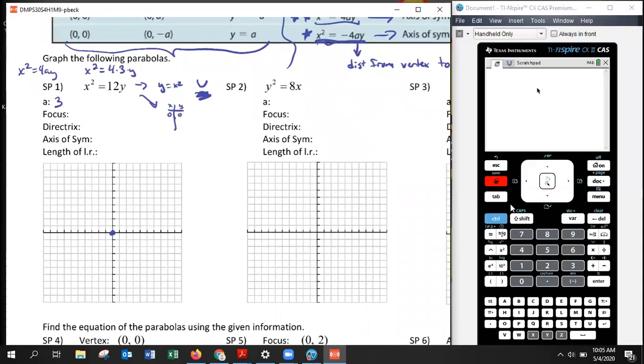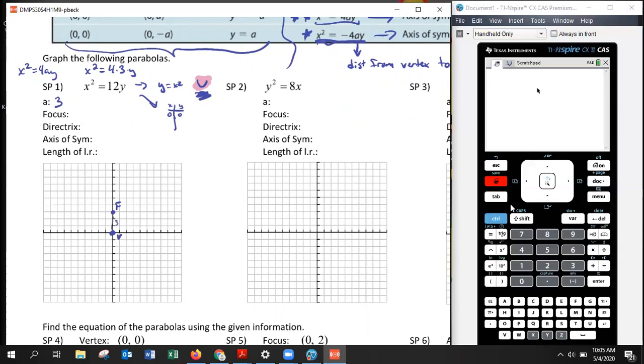And I care about that a value of 3 because it's going to combine with the fact this parabola opens up to say, where this is my vertex, if I go 3 units above the vertex, this becomes my focus. And then similarly, really that a value of 3 is what I cared about.